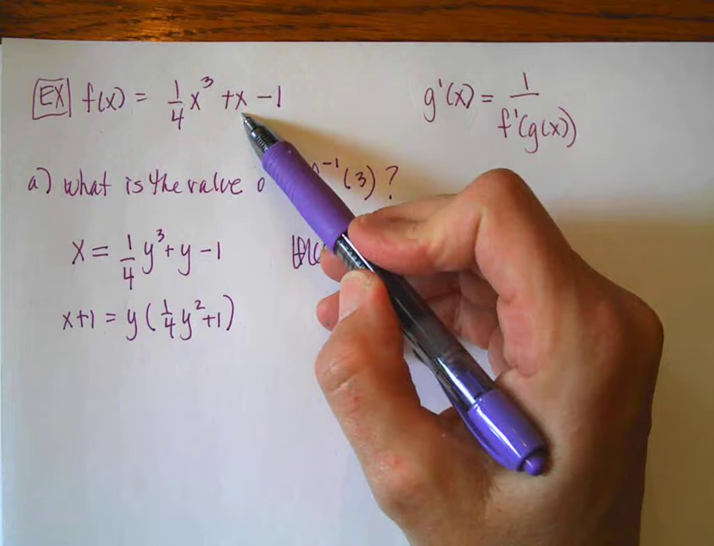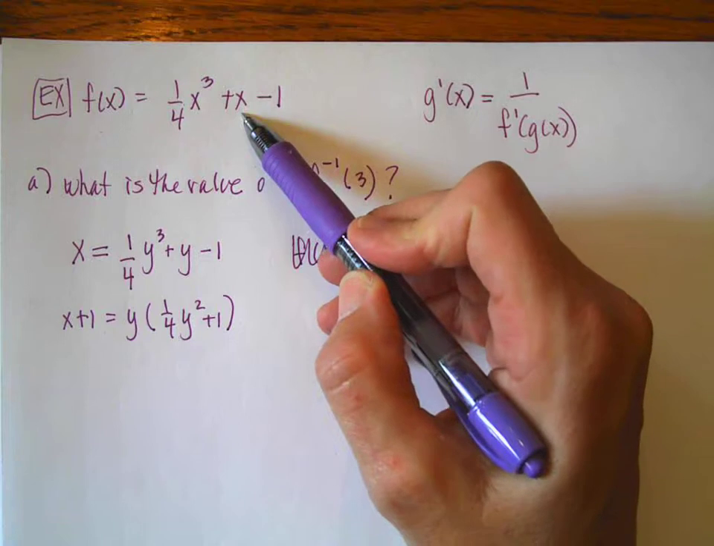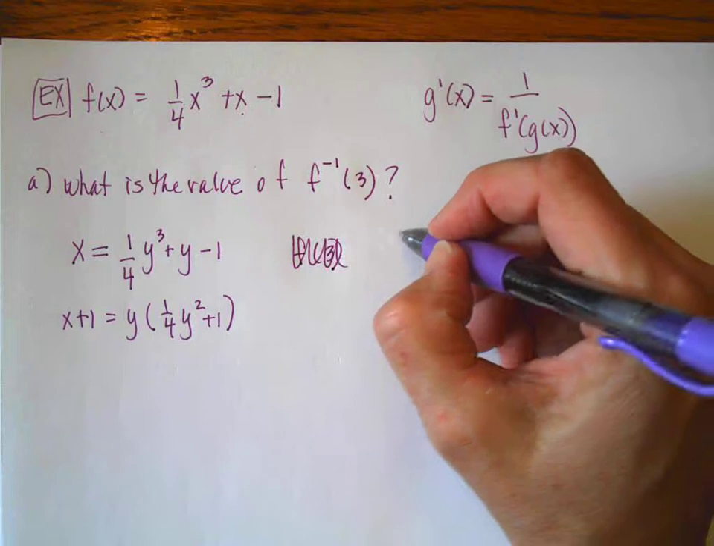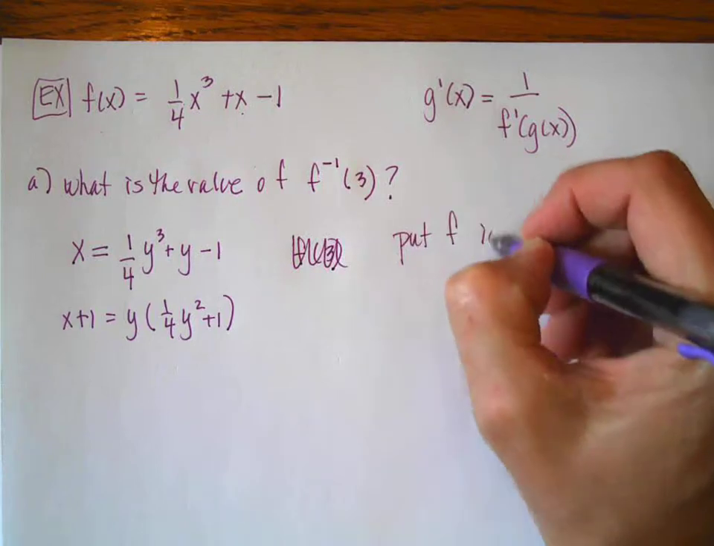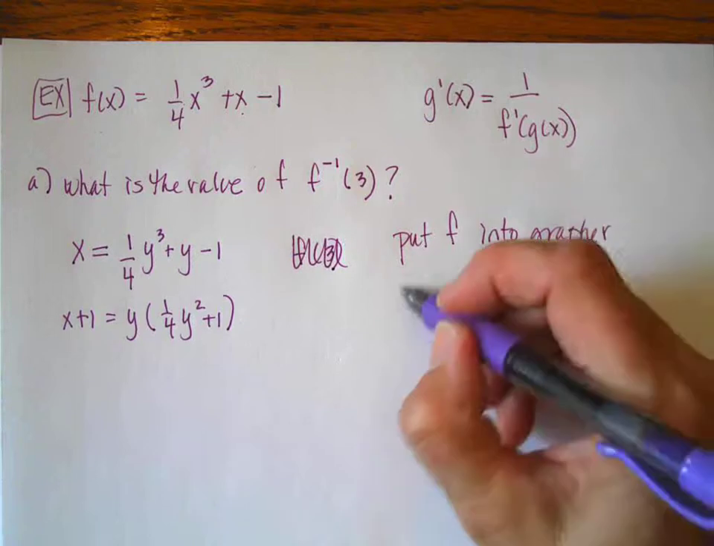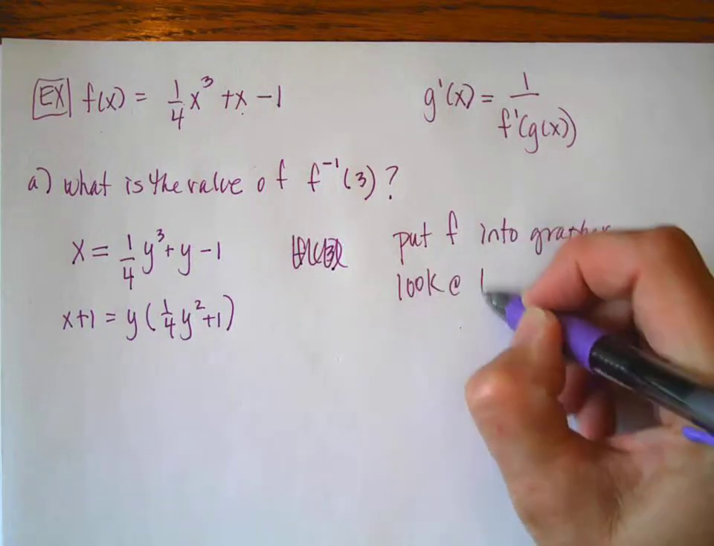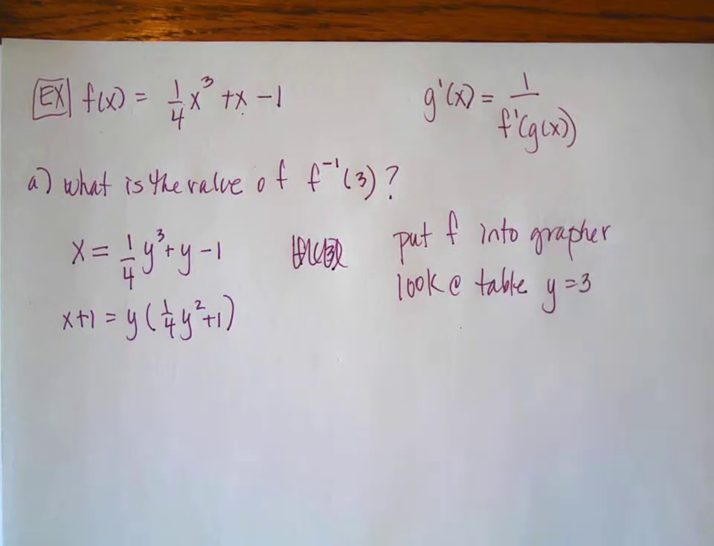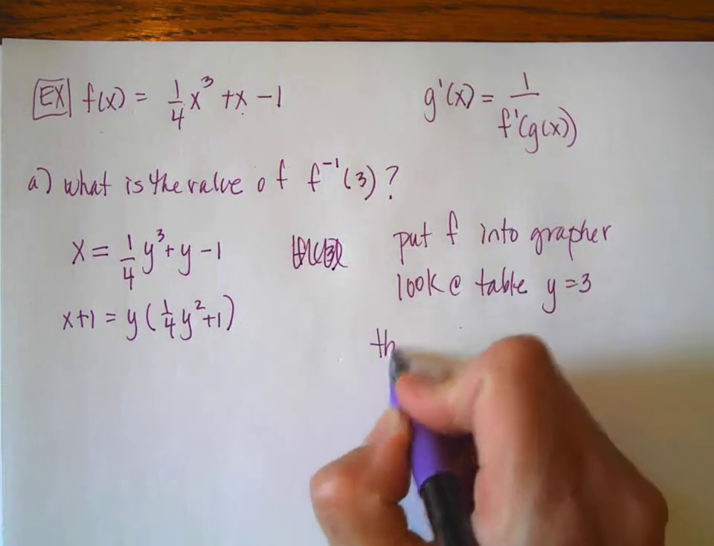So what I'm going to do is I'm going to put my equation into my grapher, and I'm going to look for a value where y is 3. So I'm going to put f into my grapher, and I'm going to look at my table for when y is 3. And just to save a little bit of time, I won't do that in my calculator because I've already done it, and so you can check to verify.